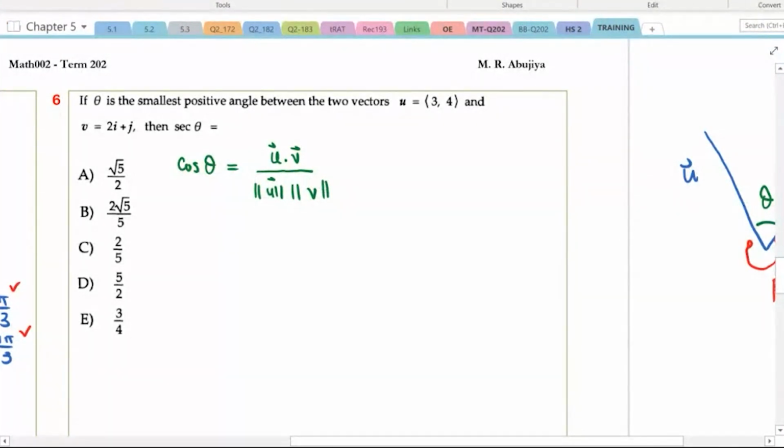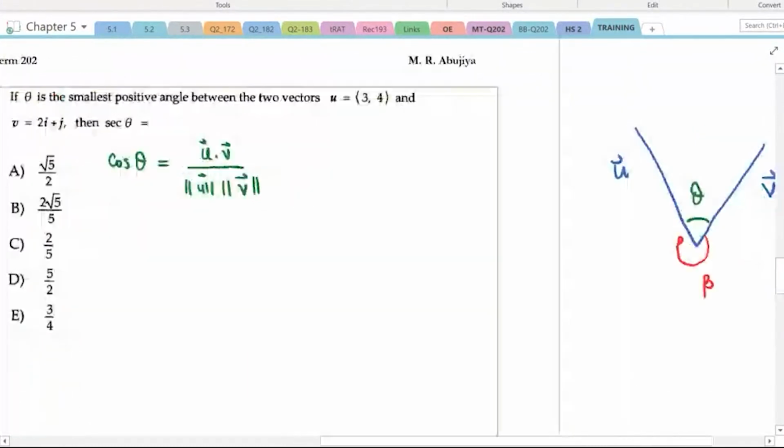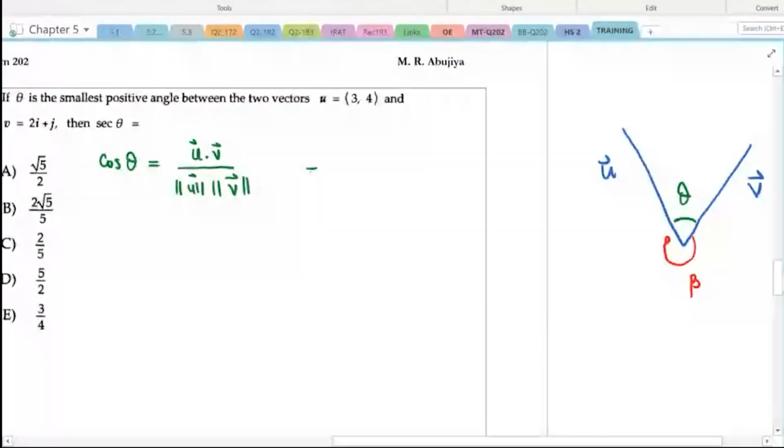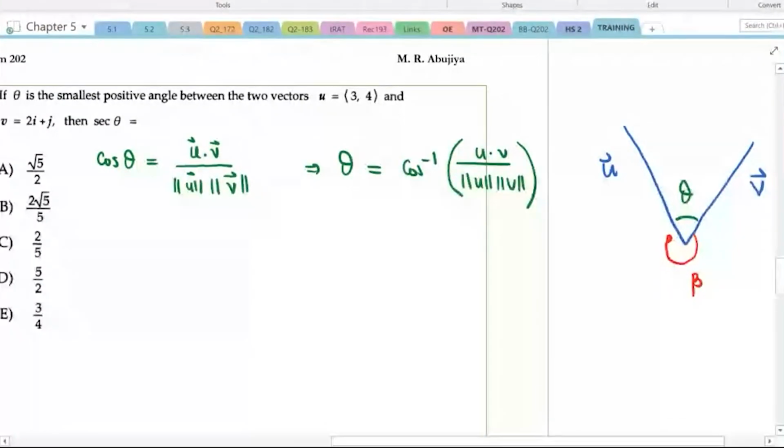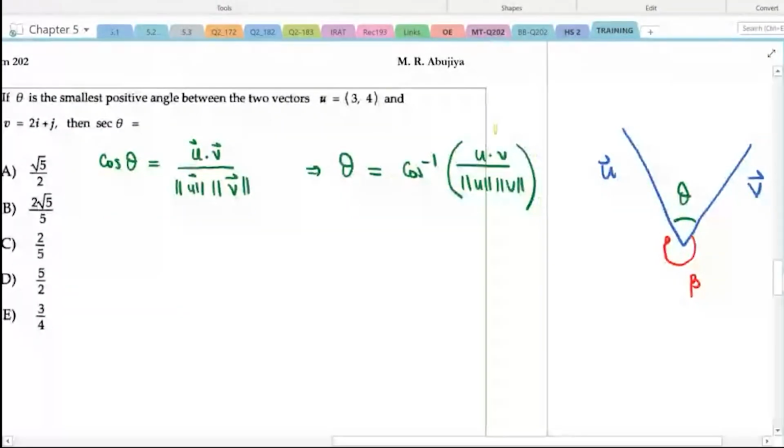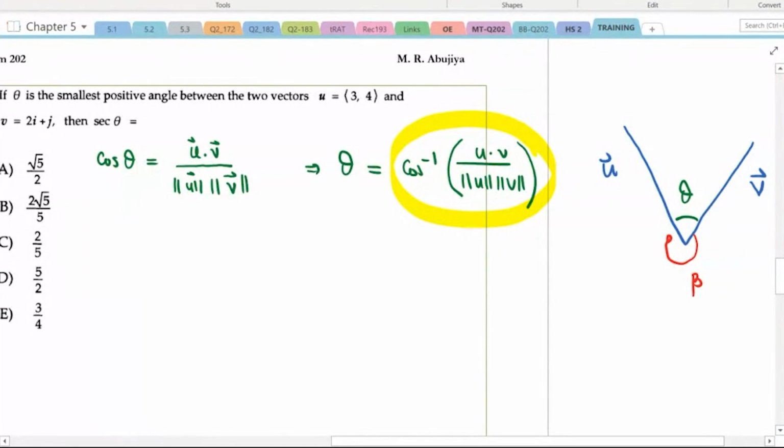Now, gentlemen, this is going to be for the smallest angle, because we have two possible angles. Theta is going to be equal to cosine inverse of u dot v divided by the magnitude of u multiplied by the magnitude of v. This one will give you only the smallest positive angle.